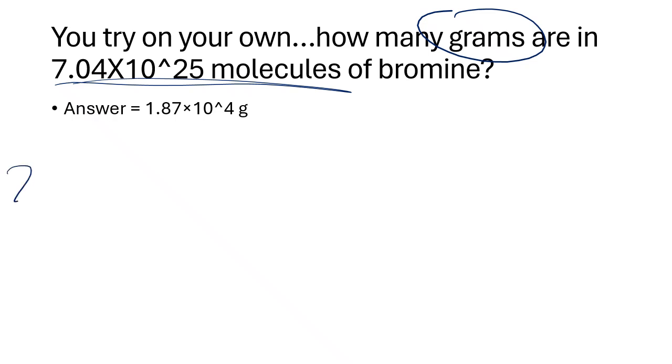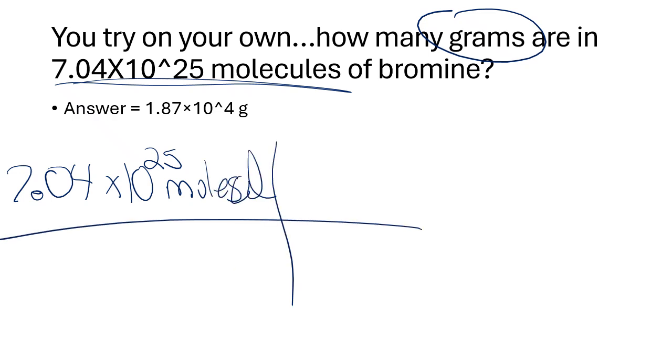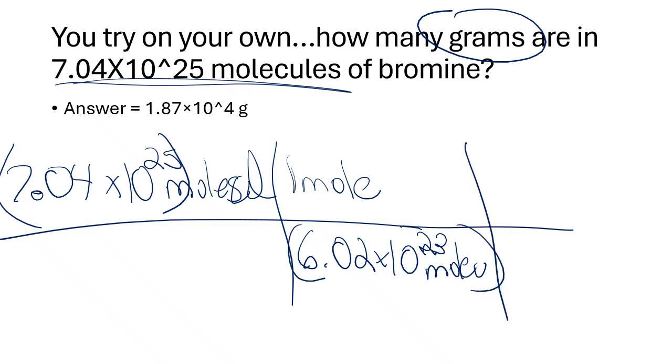So here we have given that many molecules of bromine. 1 mole is 6.02 times 10 to the 23rd molecules. So make sure that when I put those in, there's parentheses, and then we convert to moles.